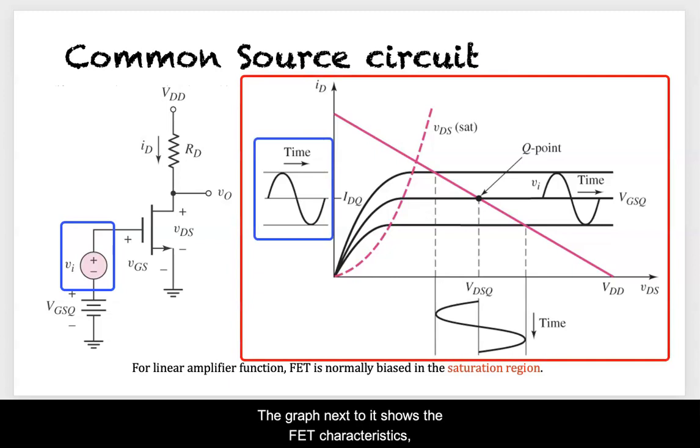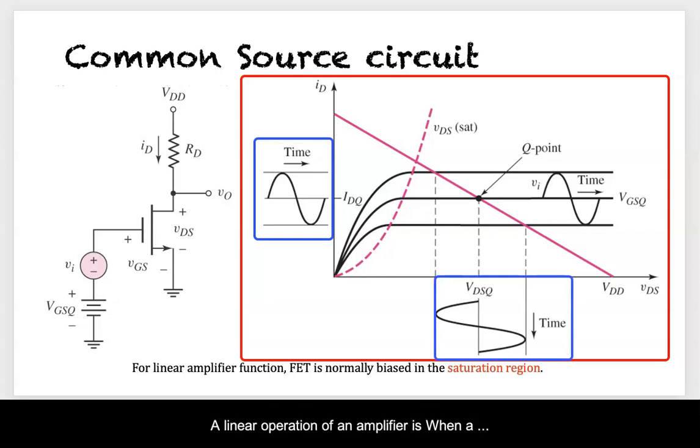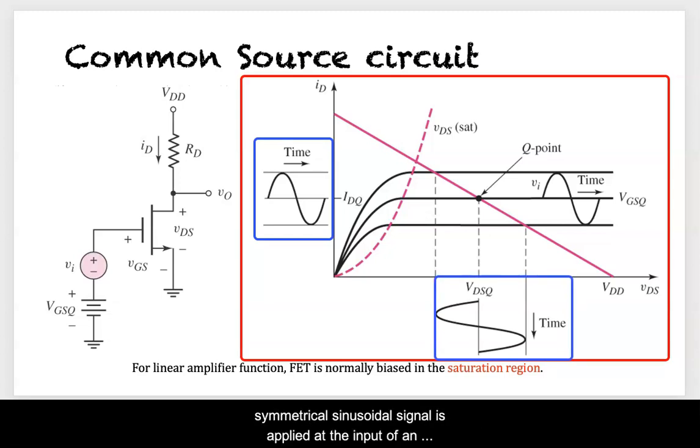The graph next to it shows the FET characteristic, DC load line and Q point. The DC load line and Q point are functions of VGS, VDD, and RD. To get linear output of the common source amplifier, the FET must be biased in saturation region. A linear operation of an amplifier is when a symmetrical sinusoidal signal is applied to the input of the amplifier, and we require a symmetrical signal to be generated at the output.